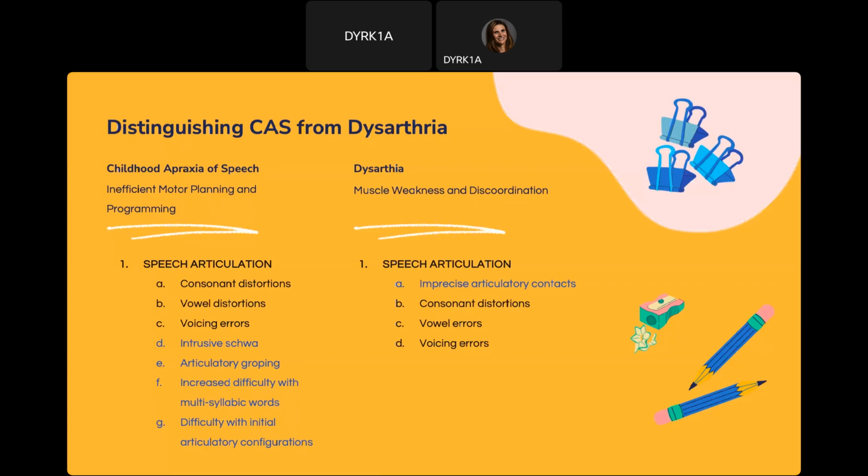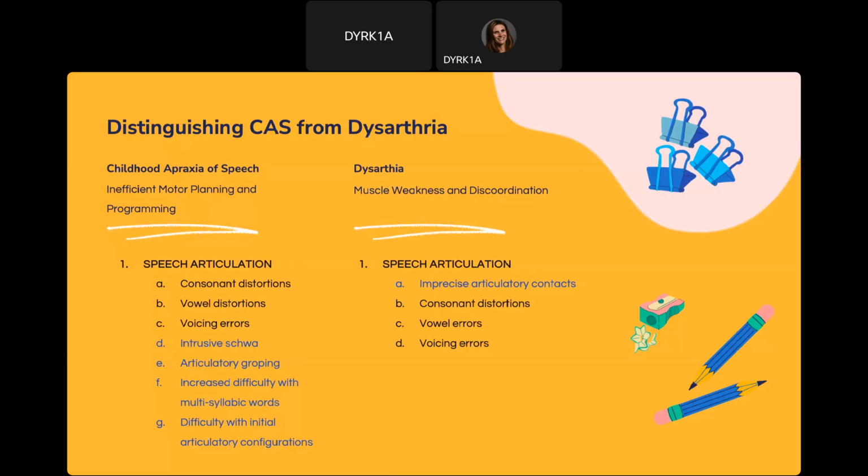And then back to apraxia, intrusive schwa. This is an extra sound, usually at the end of words. So if it's mine, we might see mine-uh. We get that extra consonant or extra vowel at the end of a word.